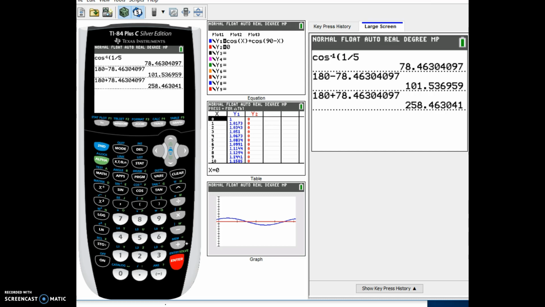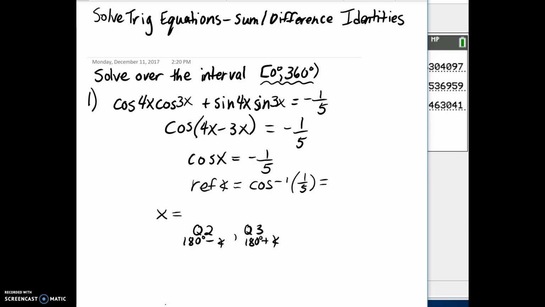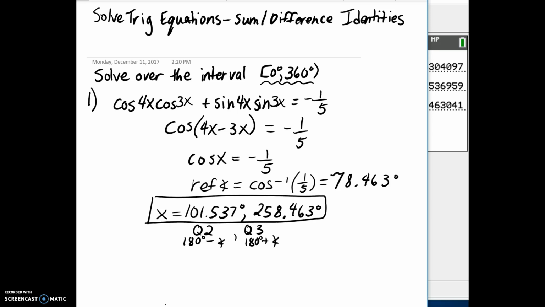So we have our two answers and our angle there, so I'm going to put that in. We had reference angle 78.463. And then our two answers of 101.537 and 258.463. All right, and our next question is already going to be condensed down, and we're going to look at another thing that happens when we have these sum and difference identities and a technique to work with that.